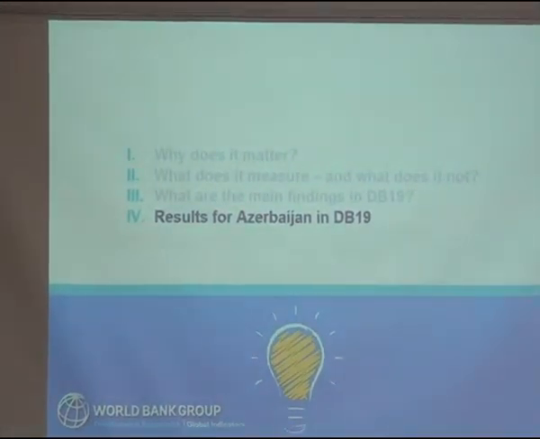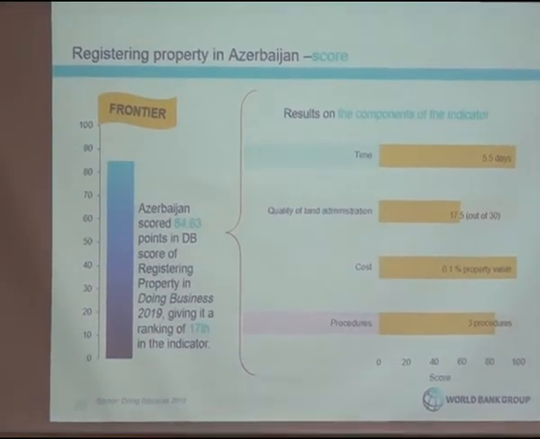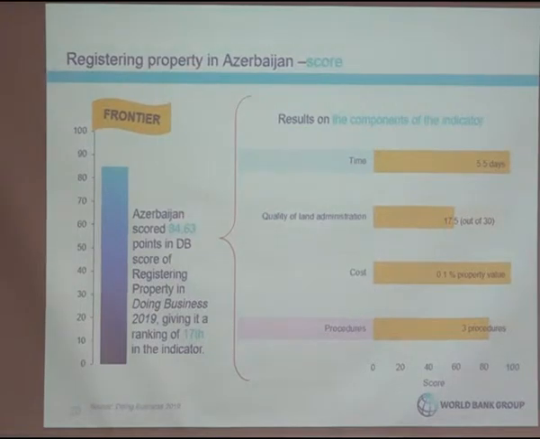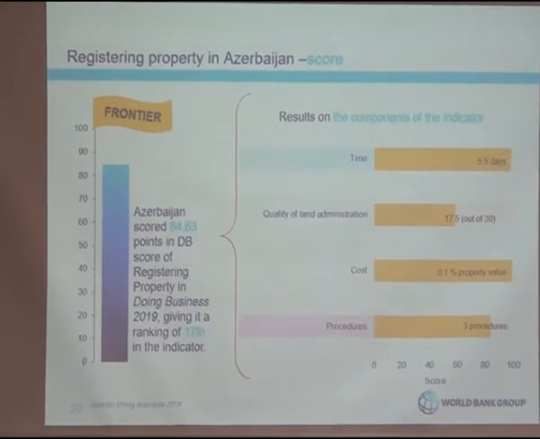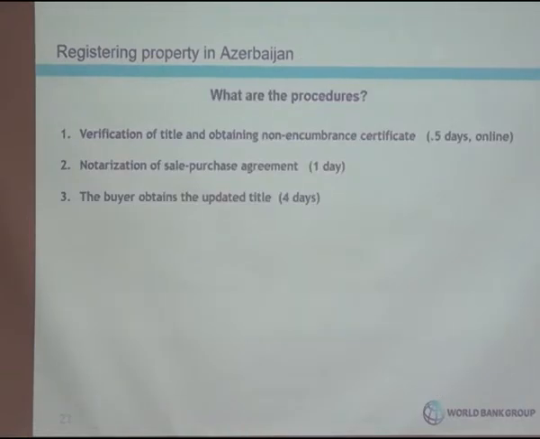What are the results for Azerbaijan in the Doing Business 2019 report? So Azerbaijan scored 85.63, with 100 being the frontier. And as a result, Azerbaijan ranks 17th out of 190 countries on this indicator. It takes 3 procedures to transfer the real estate property. It takes 5.5 days, and it costs 0.1% of the property value. As for the quality of land administration index, it has a score of 17.5 out of 30 points.